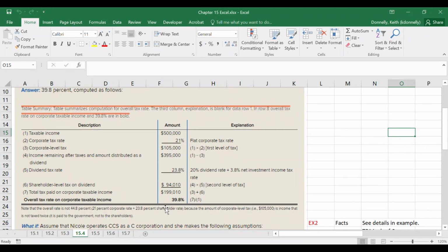If you were asked on the exam about this, like what's an average tax rate, you just say, okay, I know corporations are taxed at 21%. Tax 1 right there. The individual's taxed at that preferential rate. There's tax 2 there. Add them together, divide it by your total taxable income. There you go. There's your average tax rate.